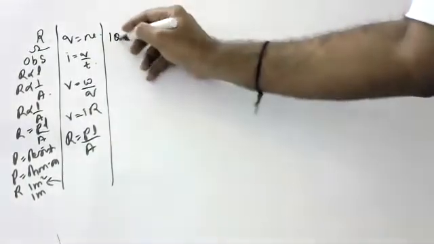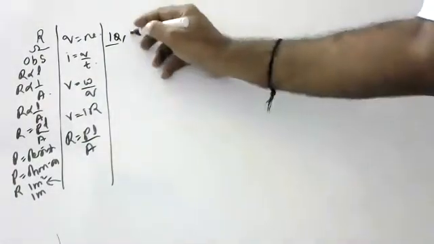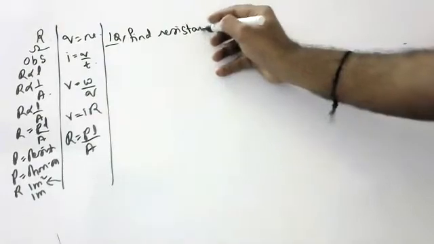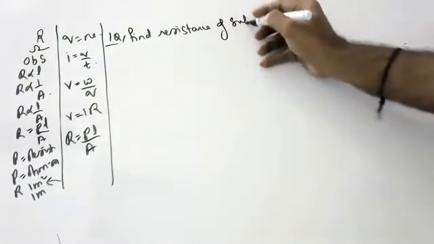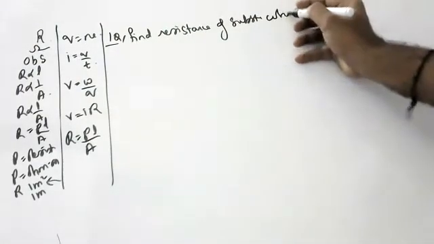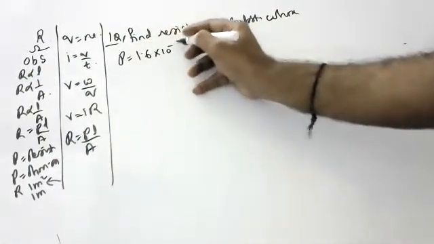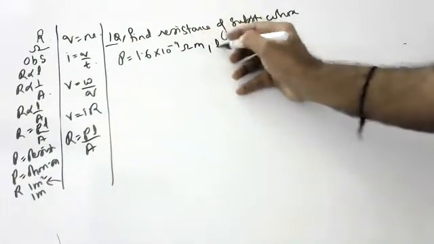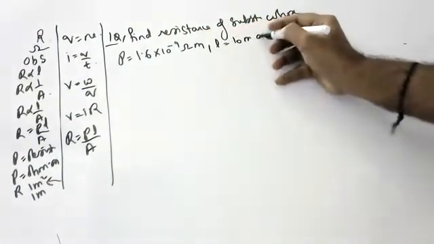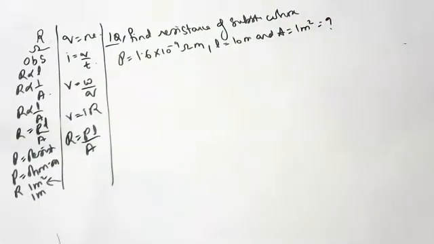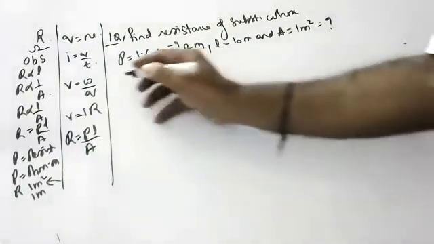Sample problems. First question. Find the resistance of a substance whose rho is 1.6 into 10 to the power of -9 ohm meter, length is 10 meters, and area is 1 meter square. Simple, basic level. Anyone can answer?